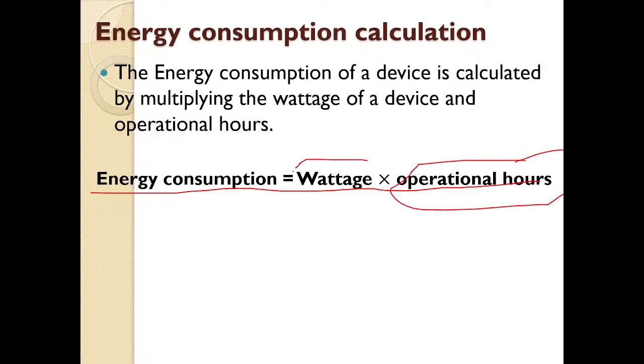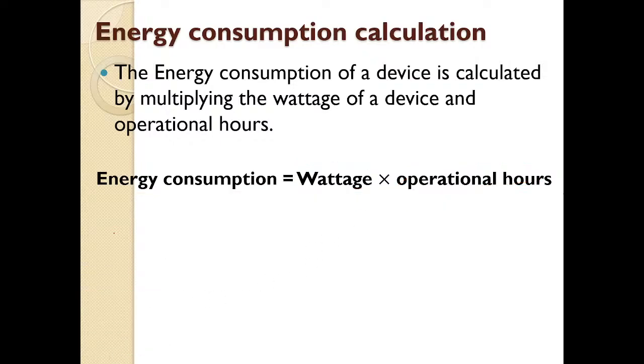Of course, wattage will also vary from one electrical appliance to another. Write down this energy consumption calculation and this formula. Energy consumption is equal to wattage into operational time. Operational time means operational hours. I hope you have written.